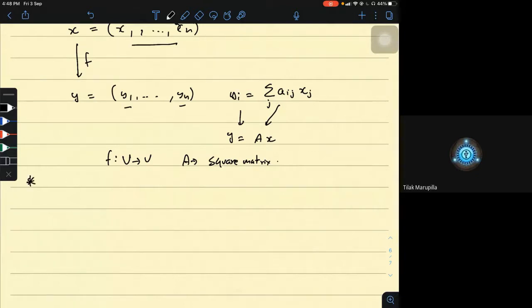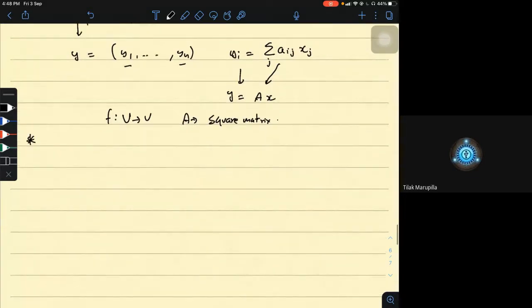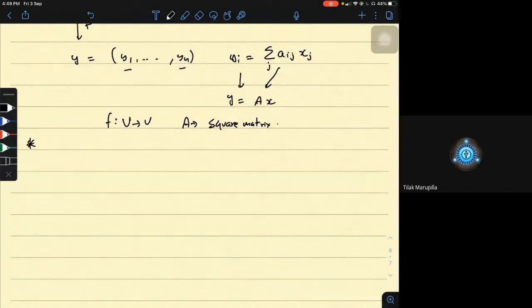So that is pretty much about linear operators. And there are some criteria for when linear operators are invertible, etc. Usually, if they are invertible, they are called isomorphic maps, and the space is called an isomorphic space.